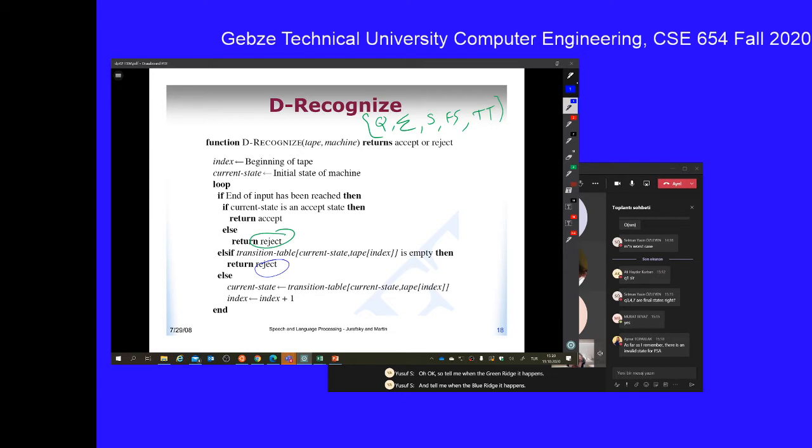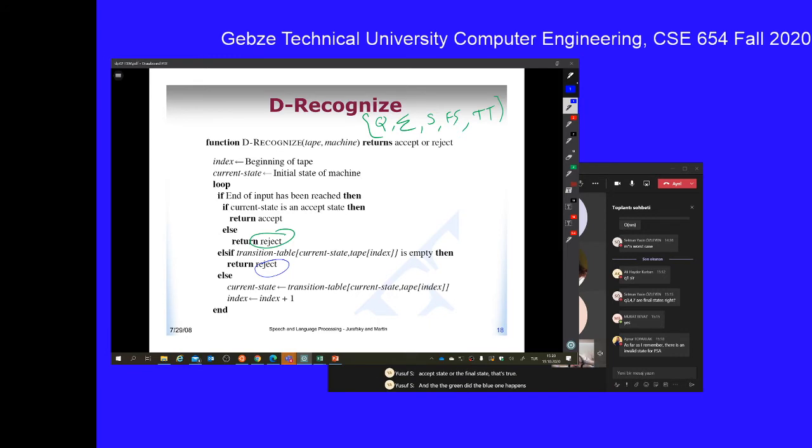Question. When does the green reject happen? When does the blue? The input is end, but we couldn't reach the accept state. If the input is reached, but the current state is not an accept state or the final state, that's true. And the green, the blue one happens.